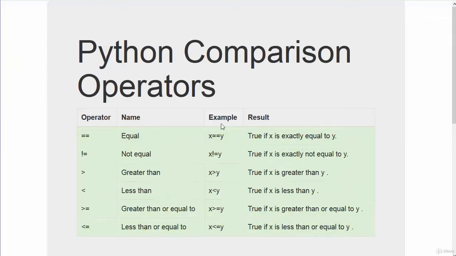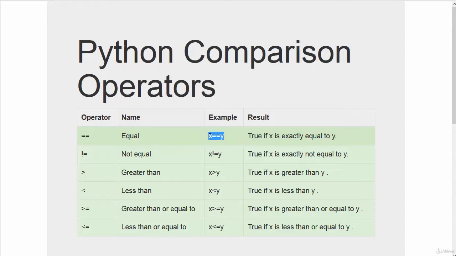So in Python, these are some of the comparison operators you can use. You can use this double equals to check the equality between two values. You have this not equal operator with this exclamation mark and equals, which you can use to check the non-equality between two values. There is a greater than operator and there is a less than operator, and also there is a greater than equals operator and the less than equals operator. Now examples of each of these operators I have given here.